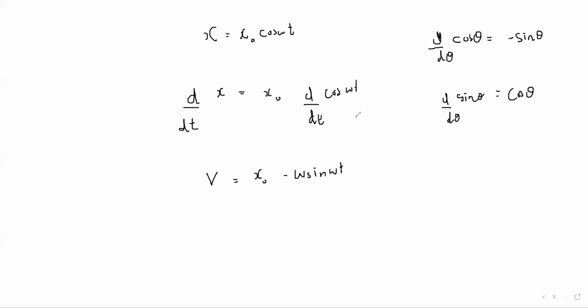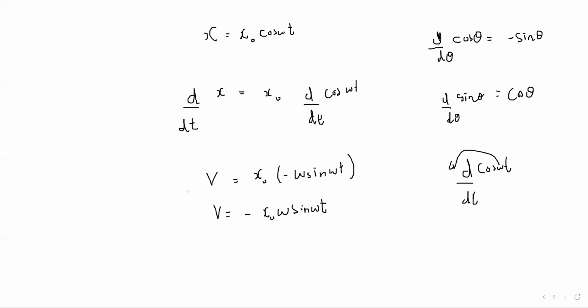But here we are taking d by dt of cos omega t. So omega will come out, and then we take the derivative of cos, which gives sine. We assume this as one function, omega will come out, so the derivative will be minus omega sine omega t. So I can say v is equal to minus x naught omega sine omega t. So this is the formula to calculate the velocity.